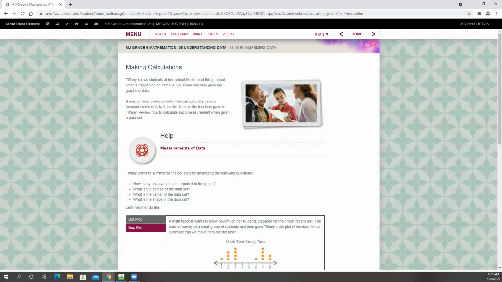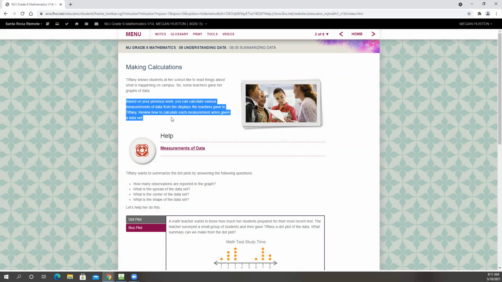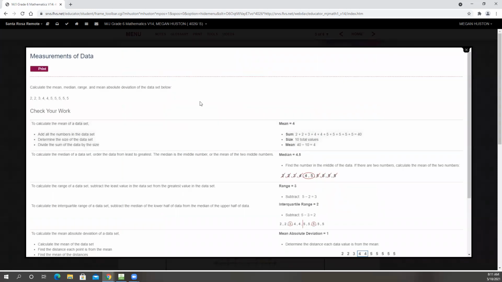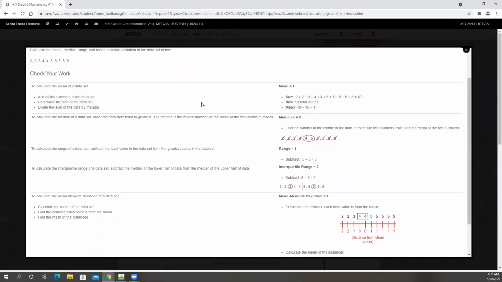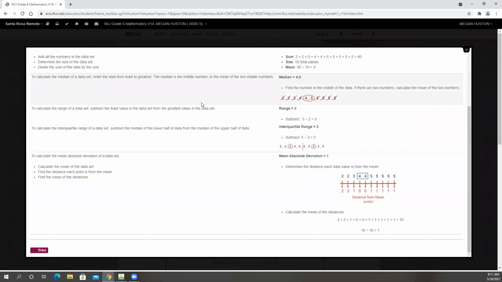Making calculations. Tiffany knows students at her school like to read things about what is happening on campus. So some teachers gave her graphs of data. Based on your previous work, you can calculate various measurements of data from displays the teacher gave to Tiffany. Review how to calculate each measurement when given a data set. So if you're not sure and you don't remember how to find these things, you can click on this link and you can also print them out for your notes.